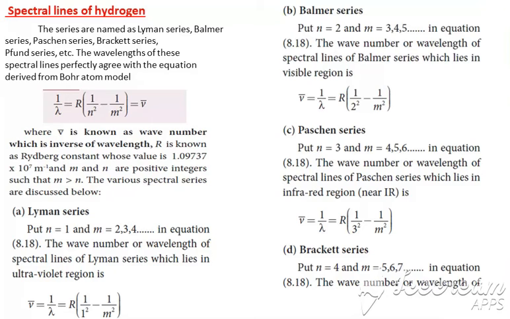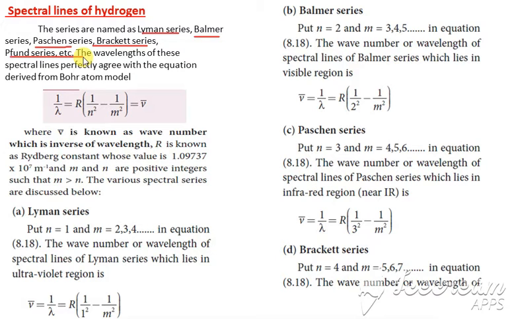Next topic we are going to see is about the spectral lines of hydrogen. So we have various series lines which are based on hydrogen. These series are the Lyman series, Balmer series, Paschen, Brackett and Pfund series. So these are the 5 series of spectral lines of hydrogen. So what are they? Lyman, Balmer, Paschen, Brackett and Pfund.